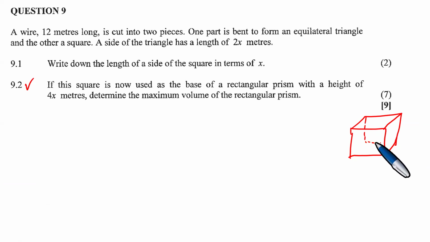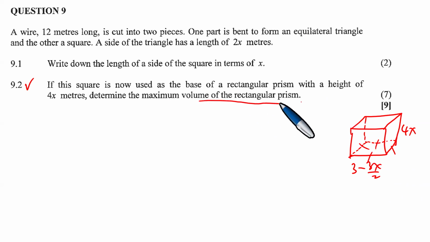So then you do this, and you do that, and you do that. So if this square is now used as the base of a rectangular prism with a height of 4x meters, and the base of the square is (3 minus 3x) over 2, you have exactly the same thing. The base of this rectangular prism is a rectangle, so you must know your geometrical shapes. A rectangular prism is just a prism that is formed by rectangles, okay?